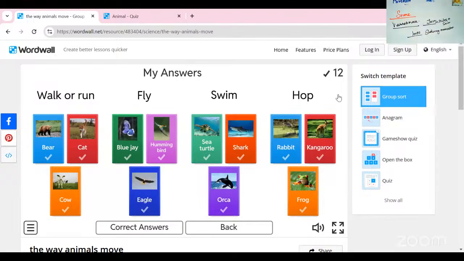So I think it is very useful. It is related to your chapter. Today's chapter is movement of animals. These are all the different kinds of movements in different kinds of animals.